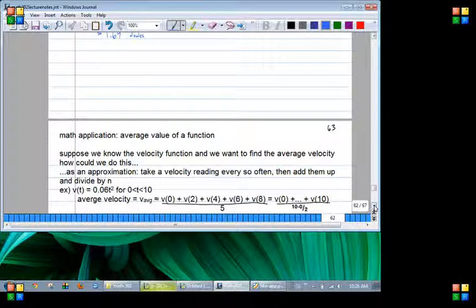So can you imagine what we're going to do in order to make this exact? Right. Because before we get to an integral, what's going to change?